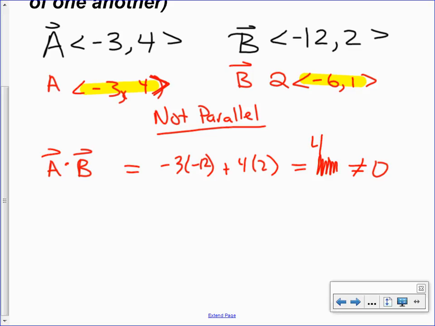Nope, that's trying the angle. No, good call, that's later. We'll do it later. To check for perpendicular, you just have to find the dot product. 36 plus 8 is 44.